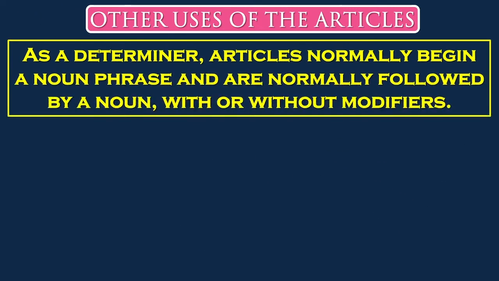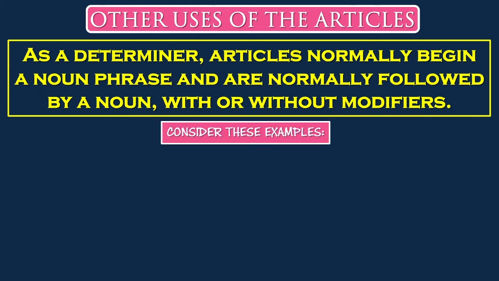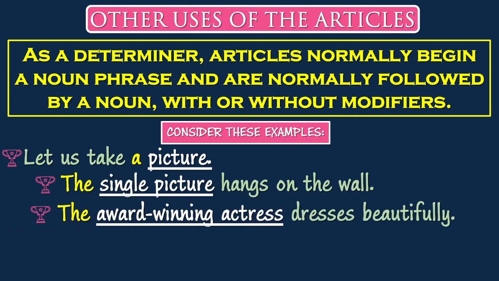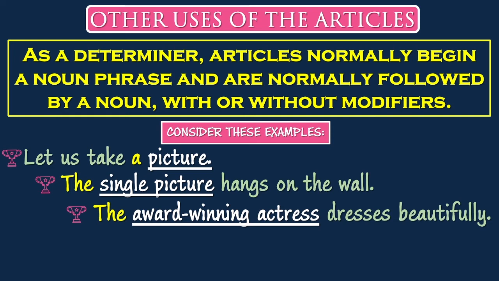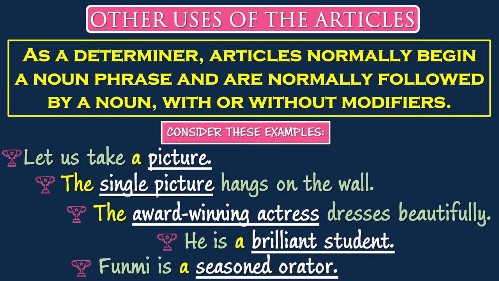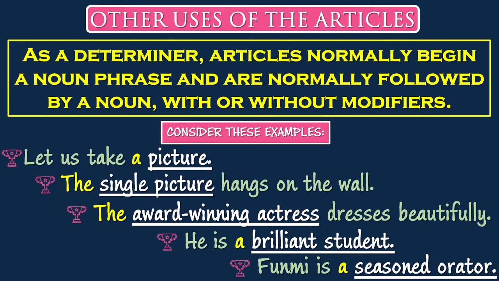Now let's see some other uses of articles. As a determiner, articles normally begin a noun phrase and are normally followed by a noun with or without modifiers. Let's consider these examples. Let us take a picture. The single picture hangs on the wall. The award-winning actress dresses beautifully. He is a brilliant student. Fumi is a seasoned orator.